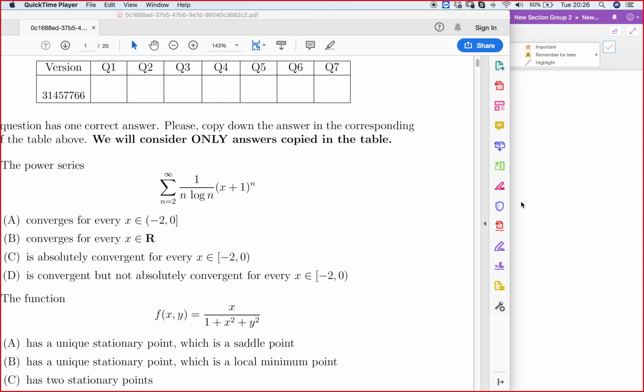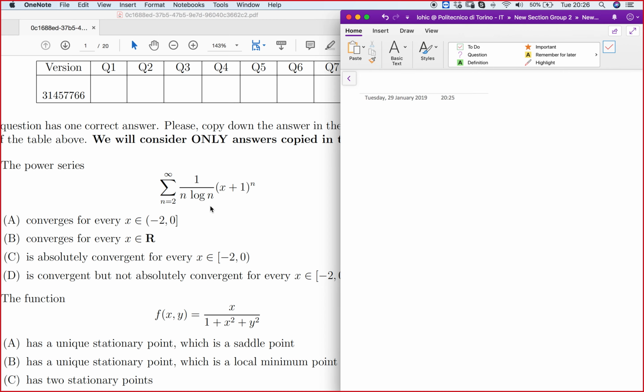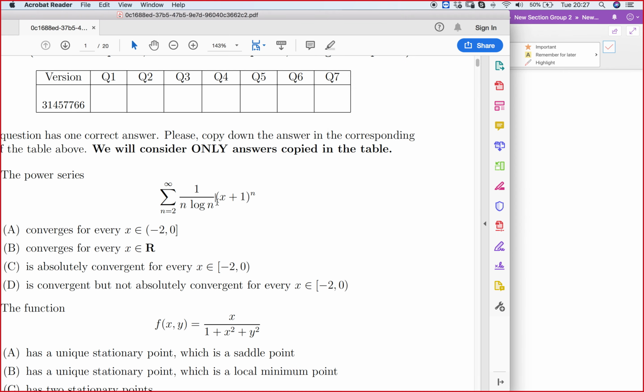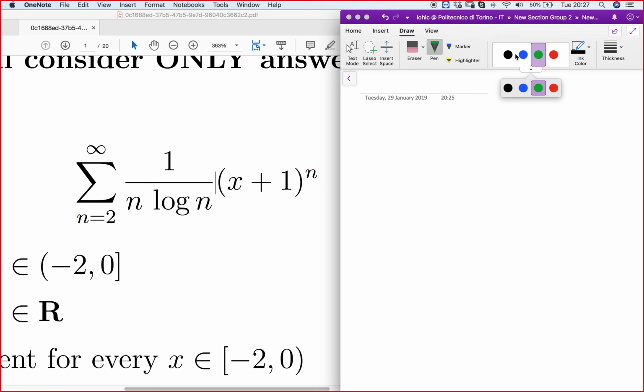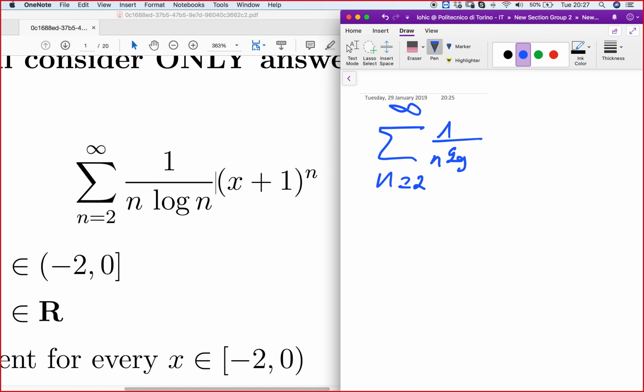So let's start. We solve this paper here. Okay, so the first exercise says that you have the power series given by, let me take the blue one. So we have the sum n going from 2 to infinity of 1 over n log n multiplied by x plus 1 to the power n, right?